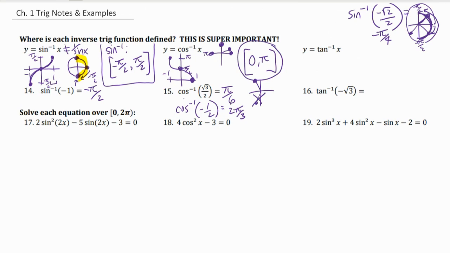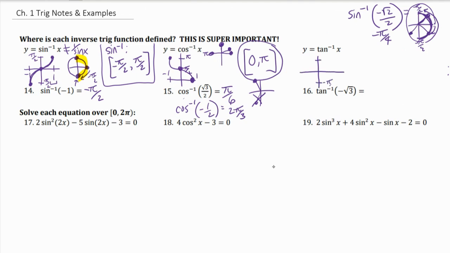Okay? And then tangent inverse. So tangent is kind of its own thing, right? It's y divided by x on the unit circle. Tangent looks like this. So you would think tangent inverse is going to look like this, right? Or actually, it looks more like this. But as you can see, that wouldn't be a function. So we have to restrict tangent inverse. So tangent inverse looks like this.